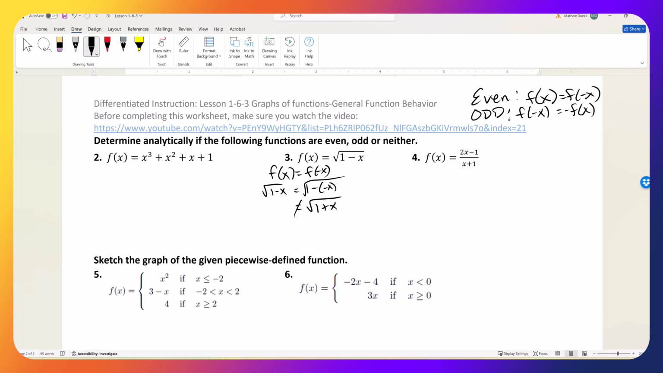Now let's try odd. So it's going to be f of negative x. Does f of negative x equal negative f of x? And so does the square root of 1 plus x equal the negative square root of 1 minus x? Those are not the same, so those are also not equal. So it's not even, it's not odd, so therefore it's neither.